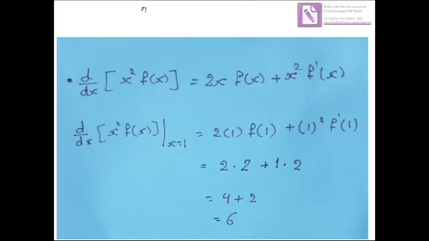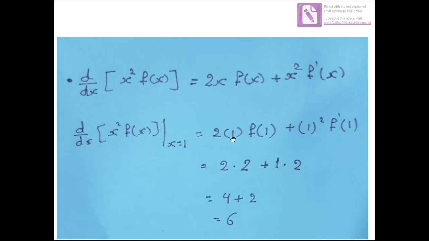So first let us find the derivative of x squared f of x. This one is x squared, this one is f of x, so we have two functions, we need to use the product rule. Derivative of x squared will be 2x multiplied by f of x, plus derivative of f of x will be f prime of x, and we multiply by x squared. Now we need to evaluate when x is equal to 1, so 2 multiplied by 1 multiplied by f(1) plus 1 squared multiplied by f prime of 1.